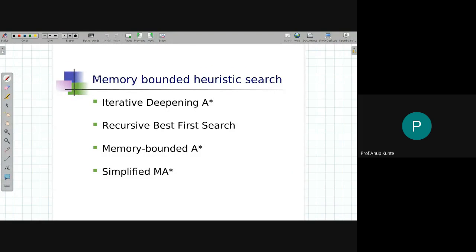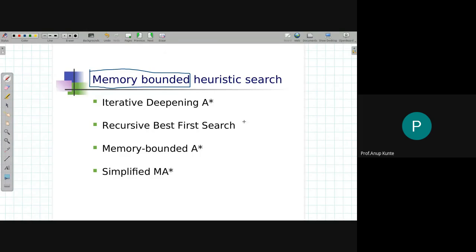Now, to utilize the positives of A star and still allow you to work with constrained memory, you have an alternative to the A star algorithm, called memory bounded heuristic search. There are 4 types of them. One is iterative deepening A star. These are all variants of A star. Okay, then the recursive best first search algorithm.